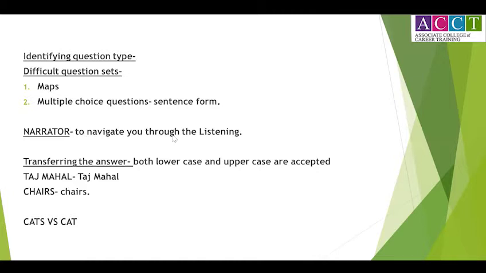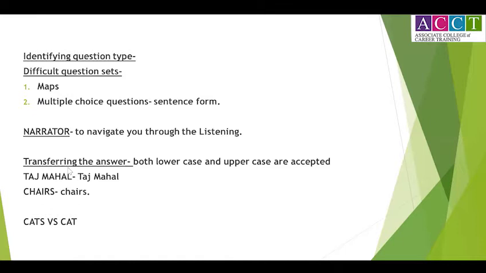For example, if there is section 1 which will be played first, and there are 1 to 10 questions in section 1, the narrator will tell you that now you have some time to look at questions 1 to 4, which means that you do not have to scan through all the 10 questions. It is very clear that the audio related to the first 4 questions only will be played first. So that's what the narrator does.